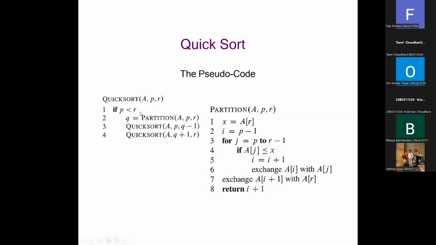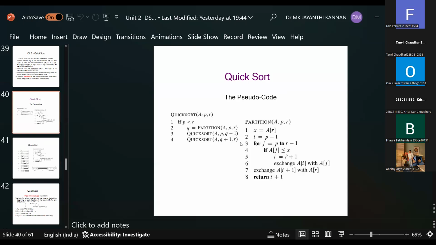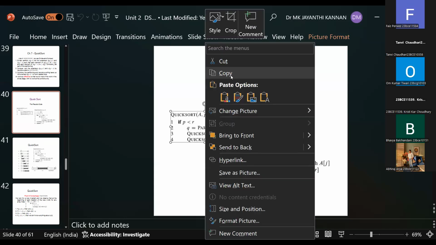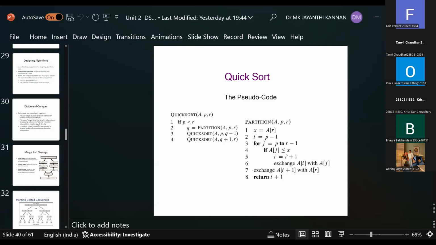Then you make the recursive call of quicksort of A, comma, P, that is the starting index, to Q minus 1, the midpoint minus 1. Then recursively call one more quicksort of A, Q plus 1, comma, R. So the two divided subarrays are sorted and we are merging to get the solution. This algorithm is almost the same as the merge sort algorithm. This is your algorithm. The same way, quicksort and merge sort are almost the same.